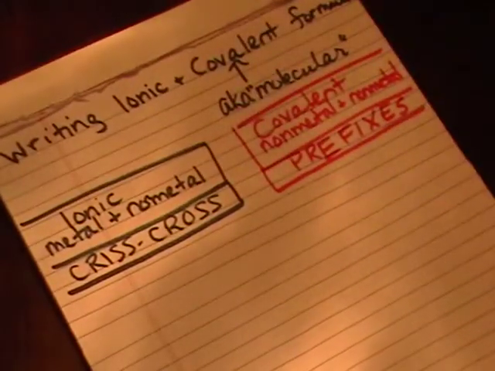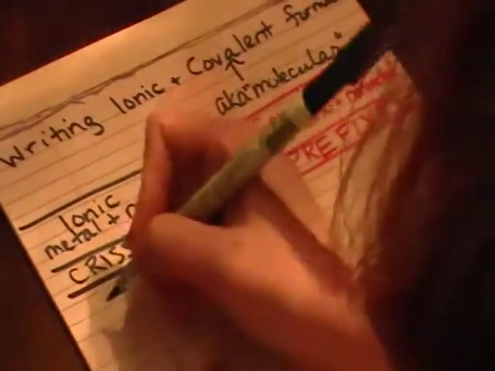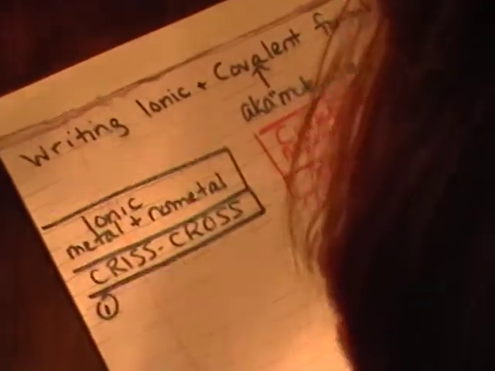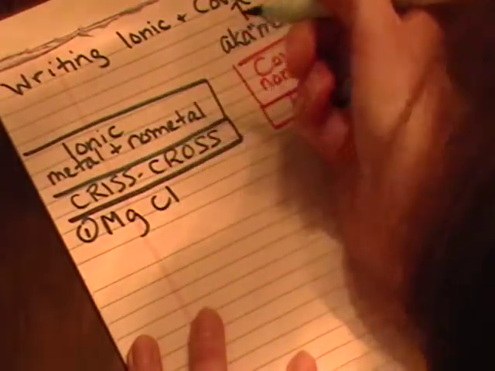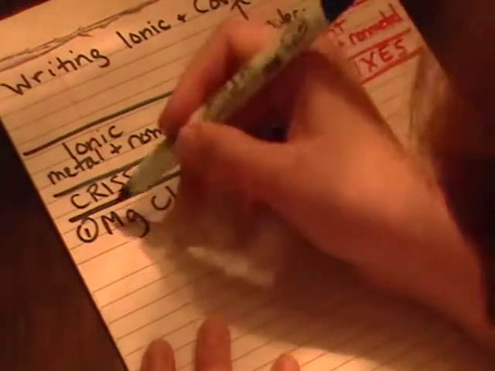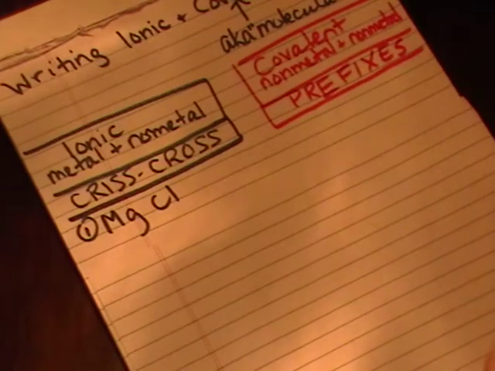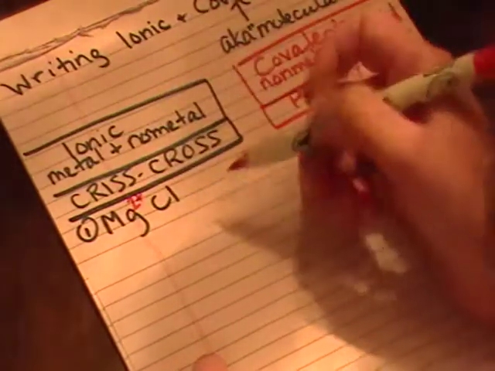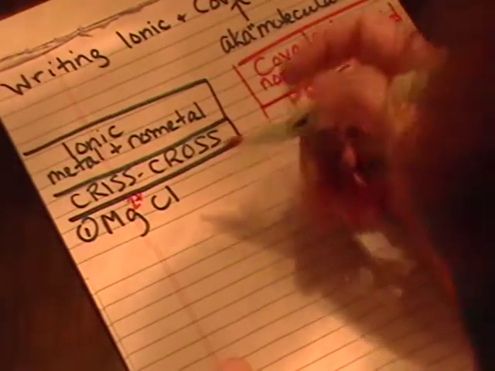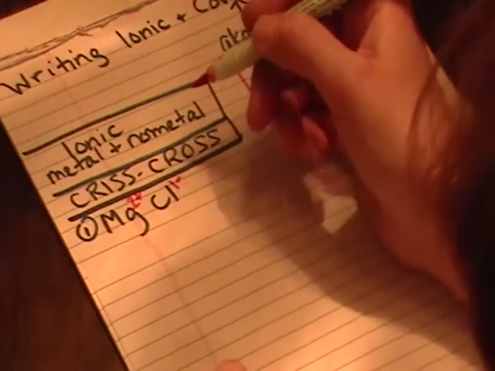So we're going to go ahead and start with the ionic crisscross method. The first one that we're going to do is magnesium chloride, which is Mg and Cl. The crisscross method states that you take the charges, you crisscross them, and then you use those as your subscripts. In this case, the charge for Mg is 2+. I got that off of the periodic table, group 2. Chlorine is 1-. I got that off the periodic table, group 17.